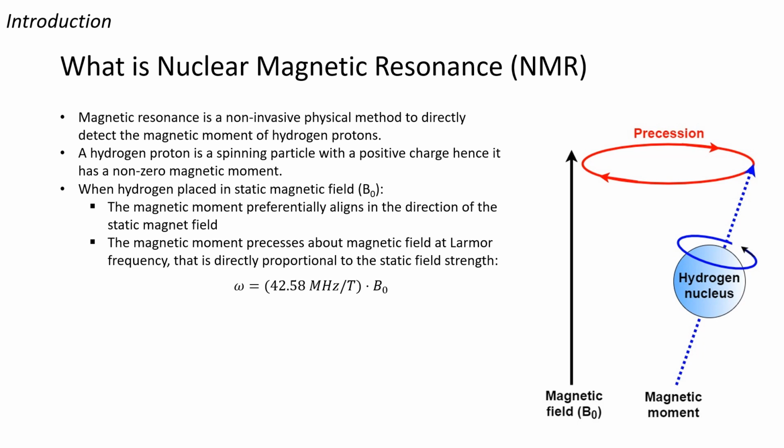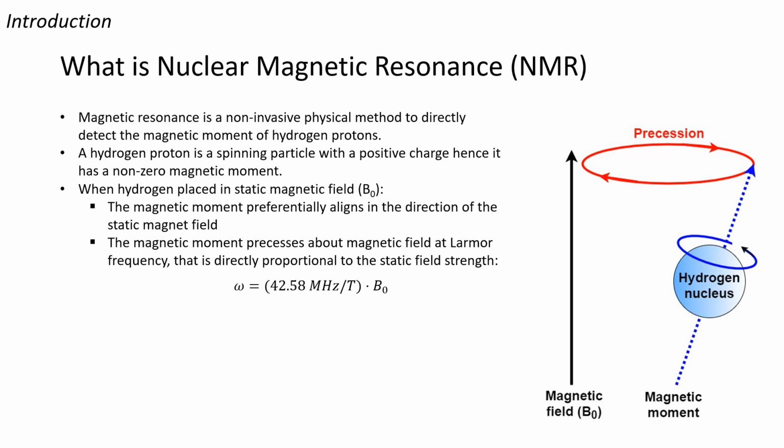So what we do with magnetic resonance is detect the very small magnetic moment of the hydrogen proton. This magnetic moment is so small that it cannot be detected from a single hydrogen, and we must have a lot of hydrogens in our volume of investigation, on the order of millions or trillions, in order for that magnetic moment to be detected.